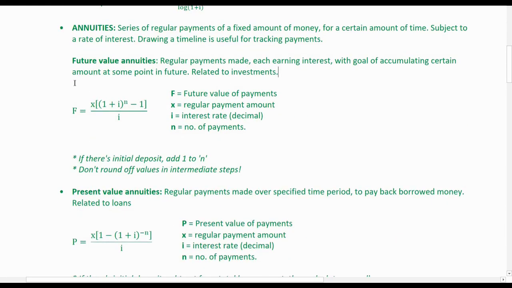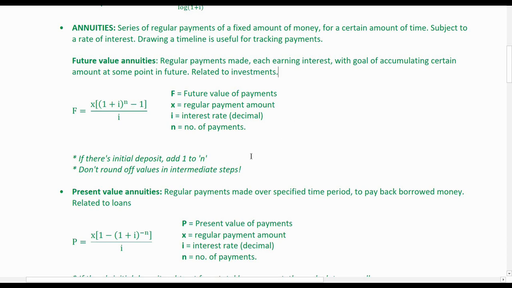Then we looked at two types of annuities. The first is future value annuities, where regular payments are made, each of which earns interest, with the ultimate goal of accumulating a certain amount of money by a certain point in time. It's usually related to investments. This is the formula for it, where F is the future value of the payments, x refers to the regular payment amount, i is the interest rate as before, and n refers to the number of payments.